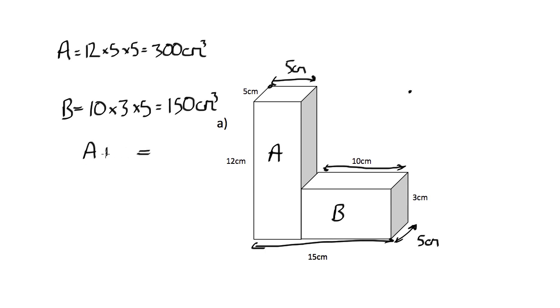A plus B. Now this is a very quick example. So your answer is 450 cubic centimetres.